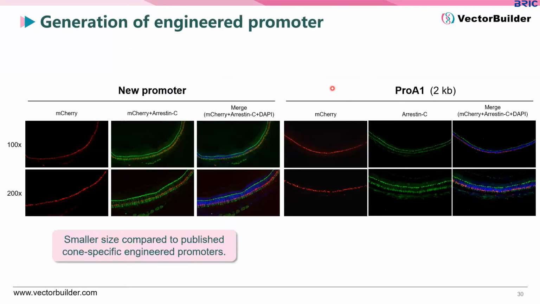So this is the result, that the new promoter that we generated, compared to ProA1, which is actually a 2 kilobase promoter. This new promoter is a few hundred bases smaller compared to a lot of published clone-specific engineered promoters. And the effect for the delivery is actually comparable to ProA1. And our customer was very satisfied with this new IP for the promoter.